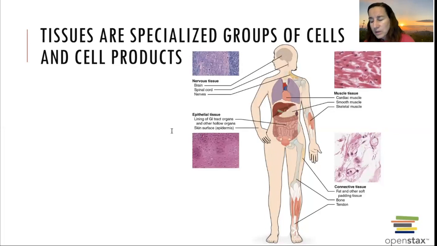So some of the easiest ones is going to be muscle. Muscle tissue is its own type. And out of the muscle tissue, it's one of the easiest because there's only 3 types of muscle tissue.